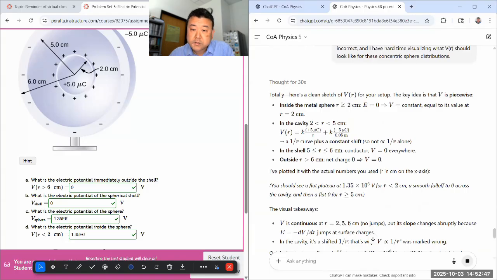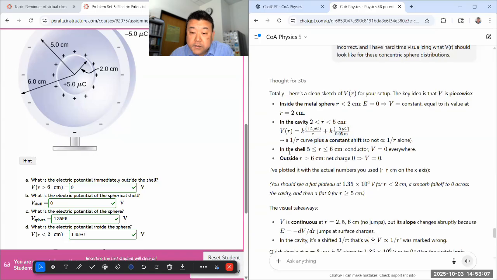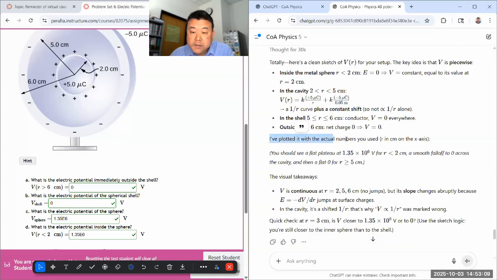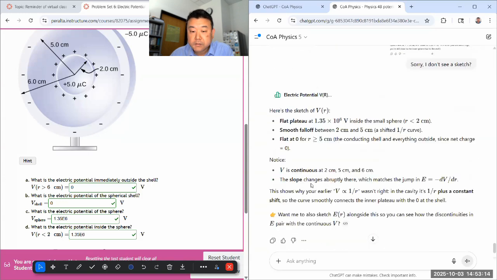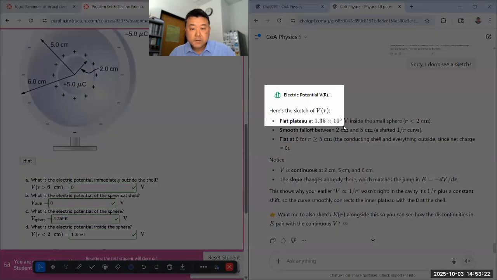PHYS function. So inside the constant, in the cavity. So this is a constant offset that accounts for this outer shell being at 0 volts. Constant shift. So it's a correct description, but it says it's plotted, and it's not showing. So it's some sort of interface bug.